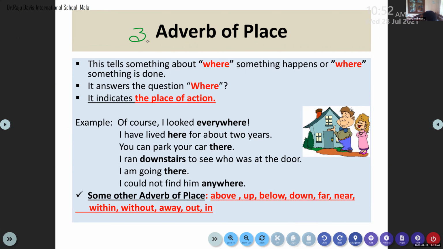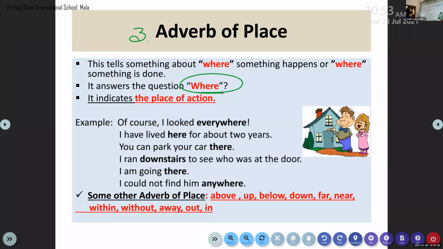So listen, see how he is pointing, where he is pointing. He's pointing to his house. I have lived here for about 2 years, which shows that this person is showing a place, isn't it? Yes, ma'am. So, which question can be asked to get an answer? Where? Yes, you are correct. If we put a question where, the answer is adverb of place, children. So, adverb of place answers the question where.